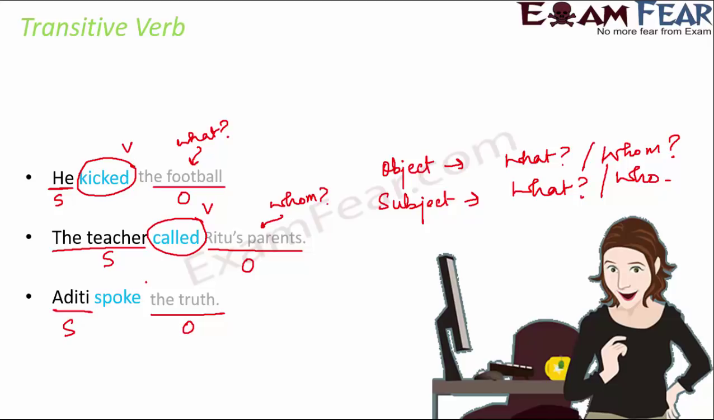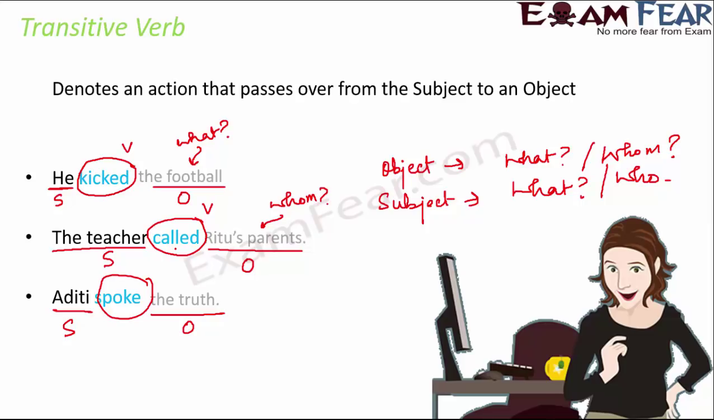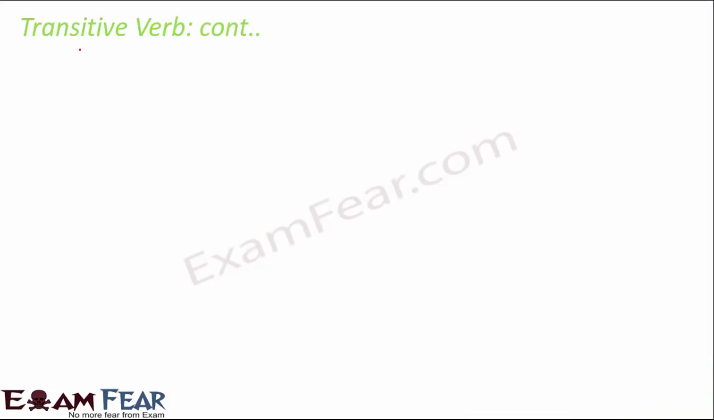Right? So in each of these three examples, we see that the verb connects a subject to the object, and the verb acts in such a way that the action is transferred from the subject to the object. So a transitive verb denotes an action that passes over from subject to an object. In fact, that is why they are called transitive verb. Transitive, the word is derived from the word transition. Transition means transfer. So here the action gets transferred from the subject to the object. Let's look at a few more examples.